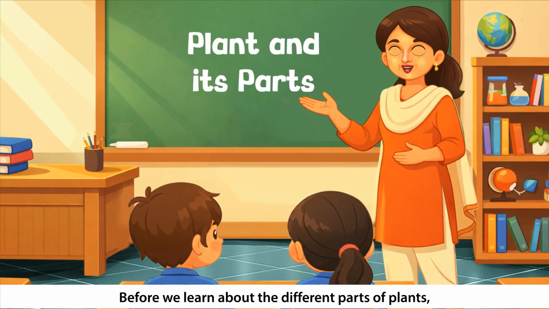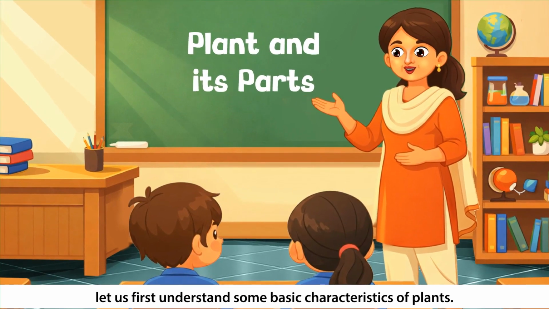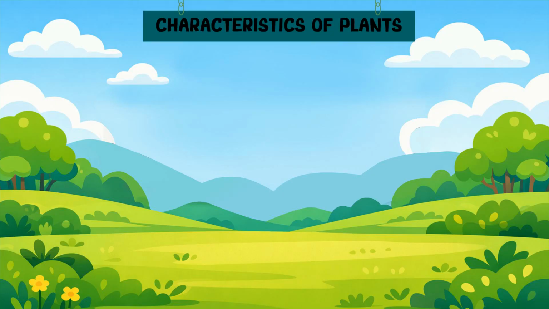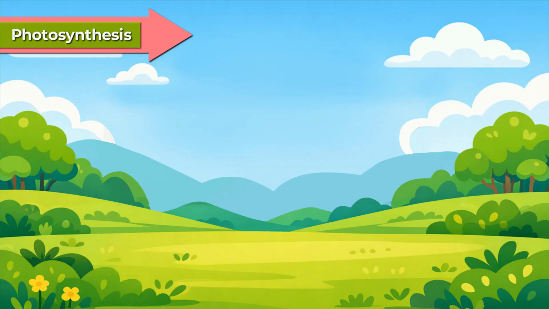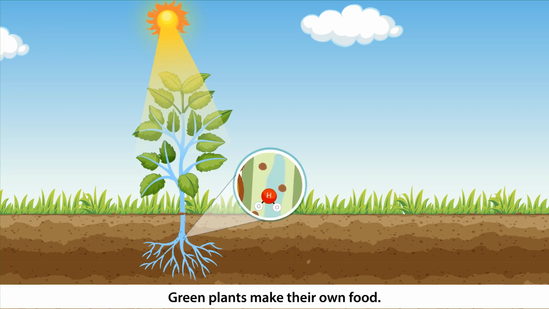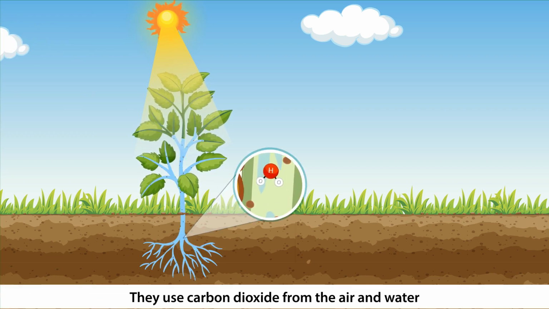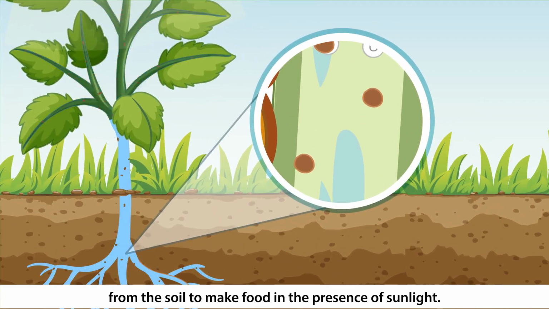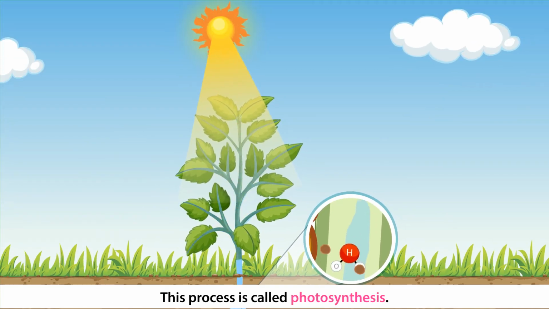Before we learn about the different parts of plants, let us first understand some basic characteristics of plants. Characteristics of plants. Photosynthesis. Green plants make their own food. They use carbon dioxide from the air and water from the soil to make food in the presence of sunlight. This process is called photosynthesis.